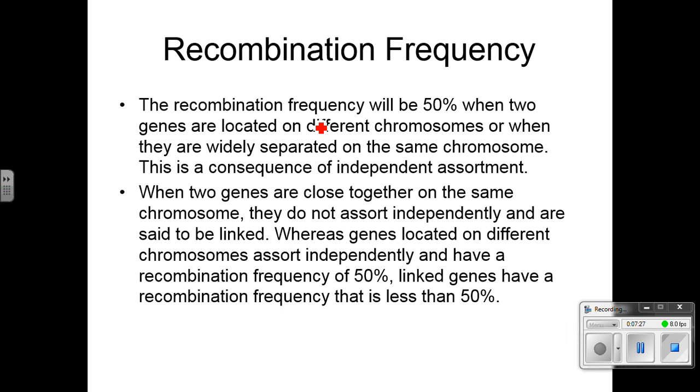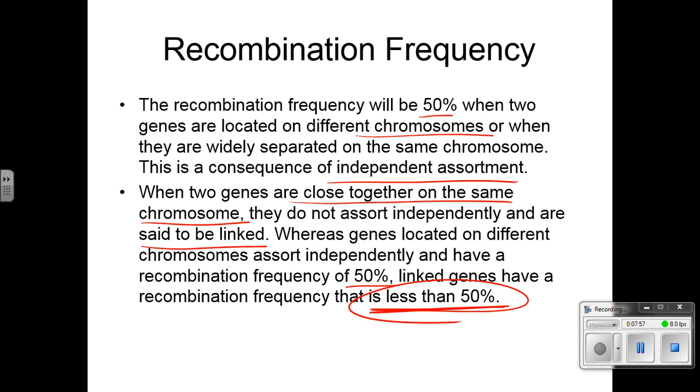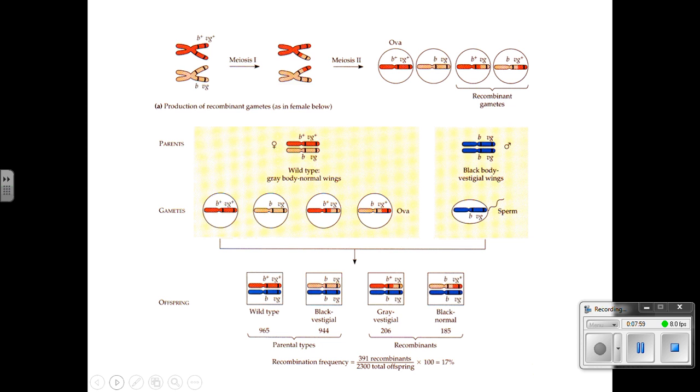So recombination frequency will be 50% when 2 genes are located on different chromosomes, because of the law of independent assortment. When 2 genes are close together on the same chromosome, they do not assort independently and are said to be linked, whereas genes located on different chromosomes assort independently and have a recombination frequency of 50%. Linked genes have a recombination frequency that is less. That's how we determine whether they're linked or not, is we look at that recombination frequency. And if it's less than 50, we say they're linked.